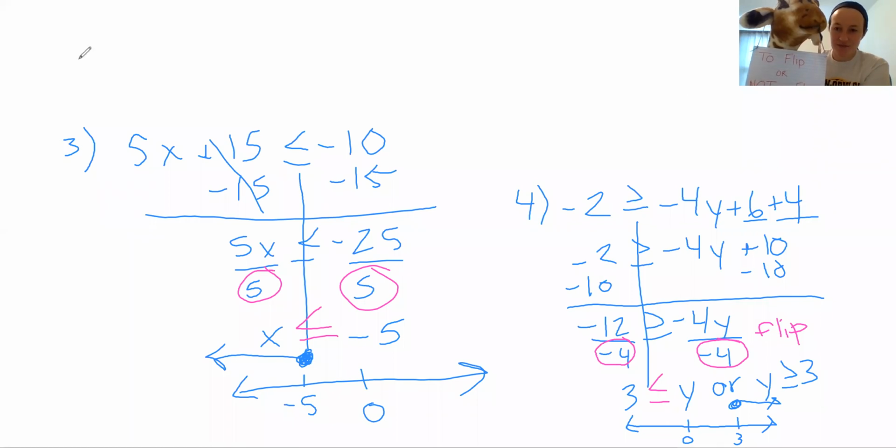All right, let's see how you did. Giraffe is very interested. So 4, 3 is less than or equal to y, or you can rewrite that with y on the left side. Y is greater than or equal to 3. Do you have one of these 2 answers? Does your inequality graph match mine? Giraffe, you need to get out of my face now. Okay, take a look, see if we match. If we match, let's keep going then.